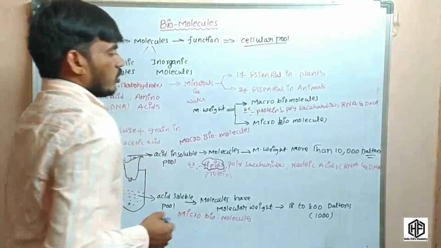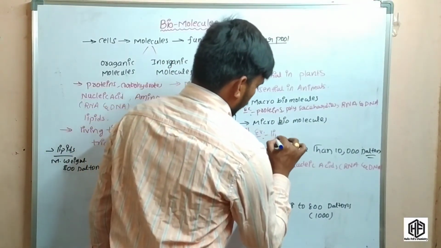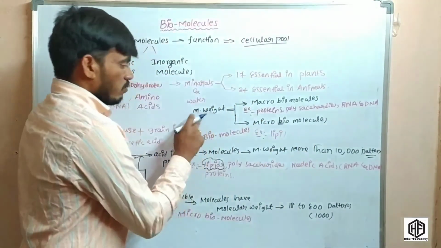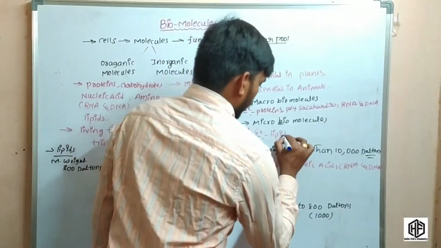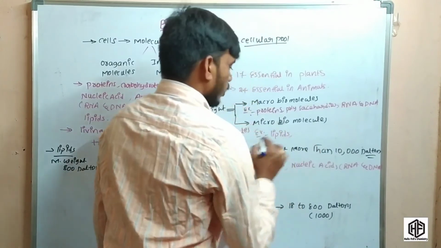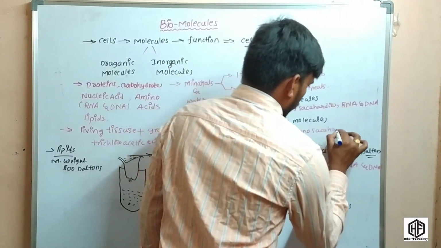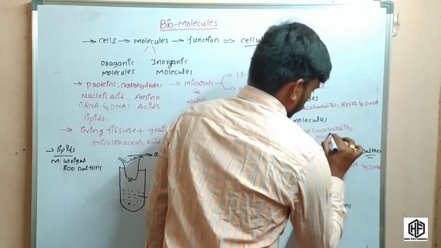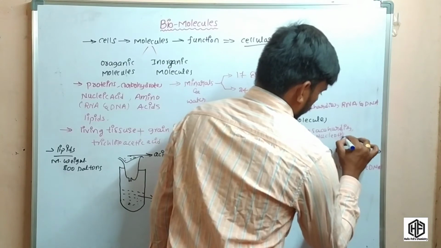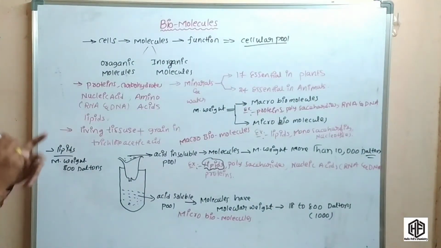In micro biomolecules, the examples are lipids, monosaccharides and nucleotides. So these are the classification of the biomolecules.